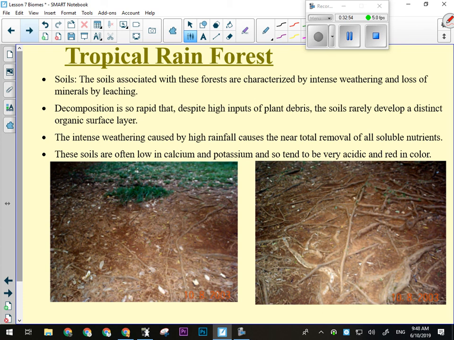What is really good is that decomposition is incredibly rapid. That means if something dies, it's going to be broken down and turned back into nutrients very, very quickly. In the tropical rainforest, if a tree falls down, it's going to be gone in a matter of weeks. There's going to be tons of fungus, tons of insects, tons of bacteria, and they can work steadily.